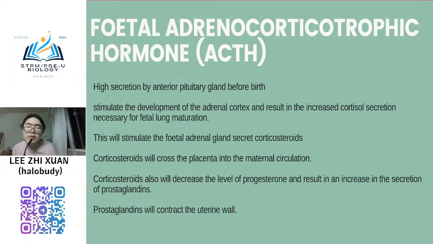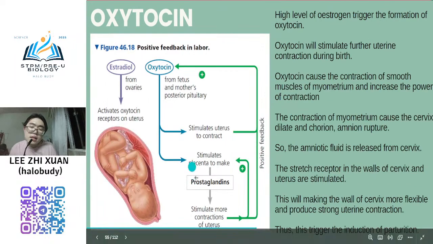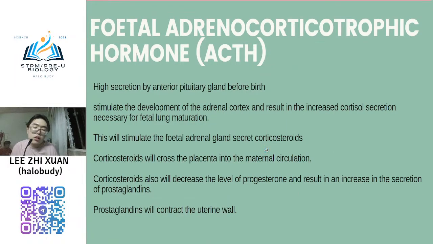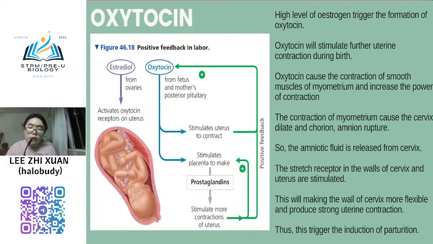So I already mentioned, right? Prostaglandin is inhibited by progesterone. So when your progesterone level is decreased, it will stimulate the secretion of prostaglandin, which is secreted from the placenta and stimulates the contraction of the uterine wall. So it has a similar function to oxytocin, but the site of secretion is different. Oxytocin is secreted from the brain, but prostaglandin is secreted from the placenta.